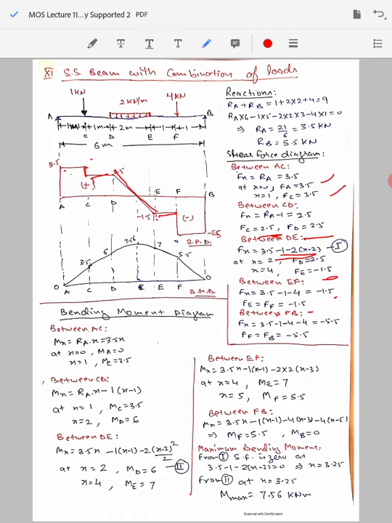Then again the value will drop to minus 5.5 at point F, so we reach here, and then it remains constant up to FB as minus 5.5. So this is going to be our shear force diagram, and this is the way we are going to see it behaving. There is a positive side of this diagram, there is a negative side of this diagram. For half of the beam the shear force is positive, and for the remaining half it will be negative.